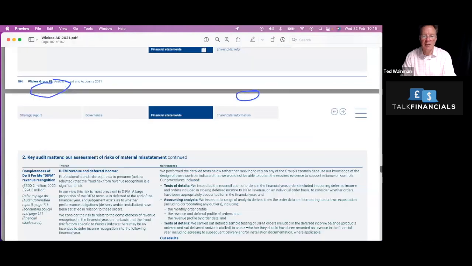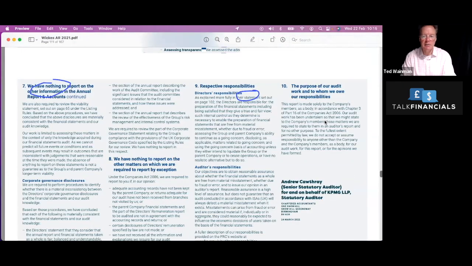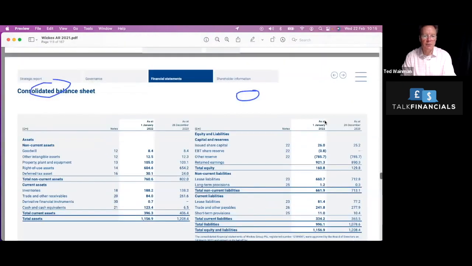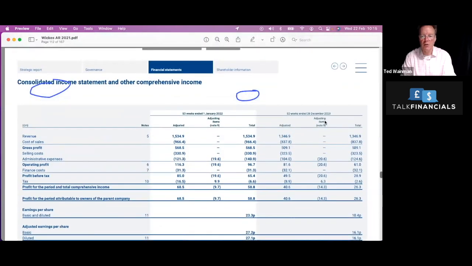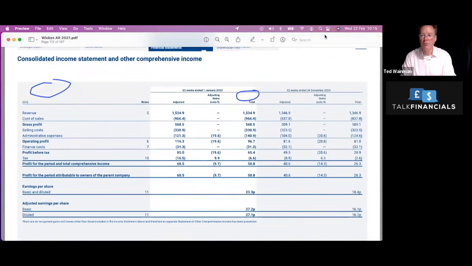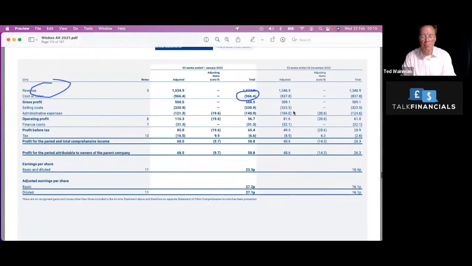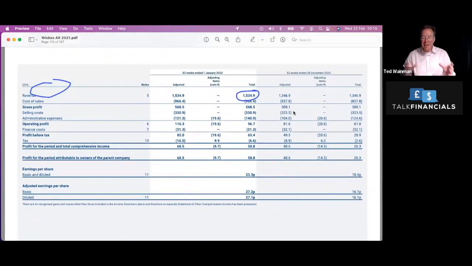Which are down here on page, here we go, that's the balance sheet. So here's the income statement for Wickes, and we're on page, just so you've got a note, 112 of 167. And you can see that I've just highlighted it, the sales for these guys, 1.5 billion.